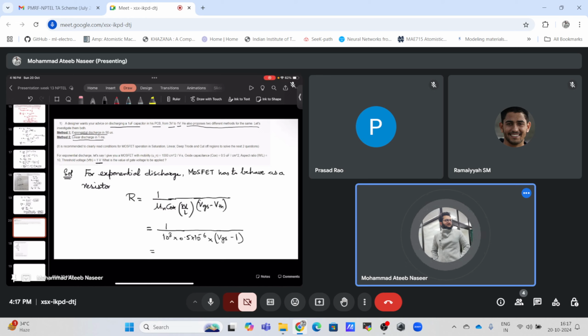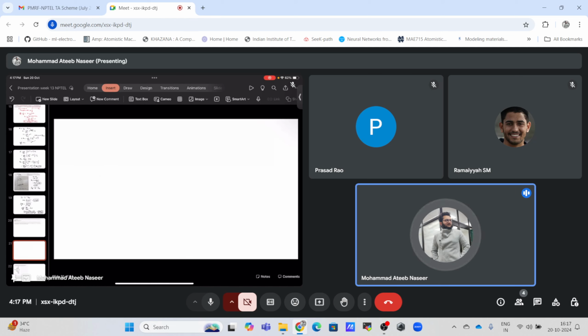So it is simply 10 to the power minus 3. It goes above, it's 0.5, so it's 200 by VGS minus 1. So we need to have the exponential decay. The voltage with respect to time has to decay. That is, the voltage at time equal to 0 will decay with time like this.